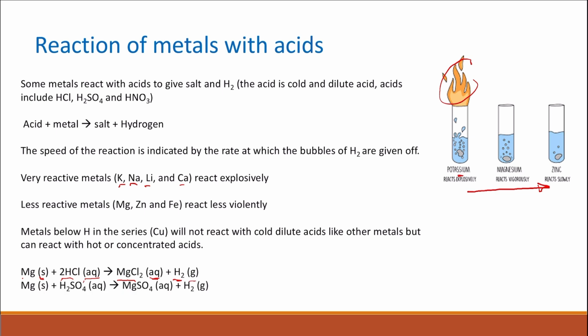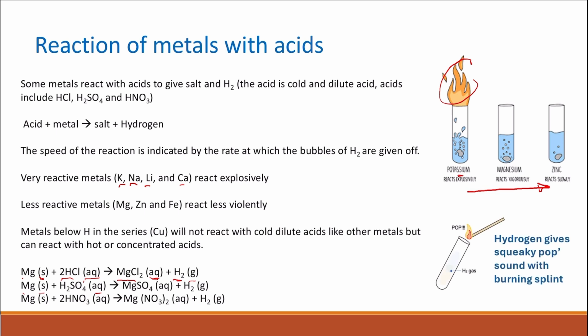Another example: if we react magnesium with sulfuric acid as aqueous, it's going to give you magnesium sulfate aqueous and hydrogen as a gas. Or even magnesium with nitric acid aqueous will give you magnesium nitrate aqueous and hydrogen gas. We can test for the hydrogen gas that is given off by using the burning splint test, where the hydrogen will give a squeaky pop sound.